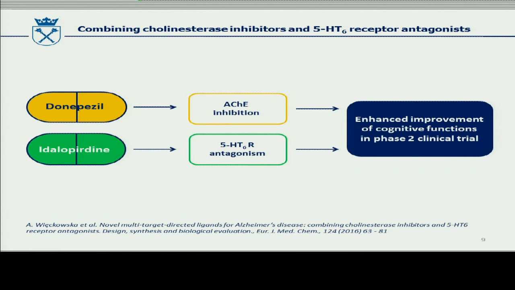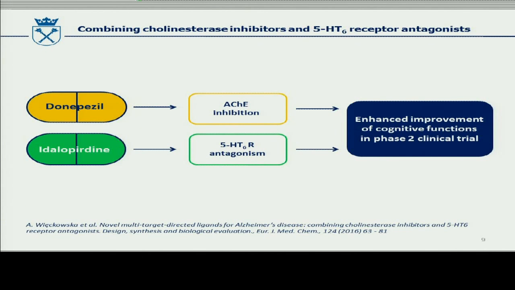The next project, which I'm going to talk about, which was also performed in our department, was based on very nice results from clinical trials where patients were administered a drug cocktail containing donepezil and idalopyridine. Donepezil is a known acetylcholinesterase inhibitor, and idalopyridine is a known 5-HT6 receptor antagonist. And patients who were administered this drug cocktail showed enhanced improvement of cognitive functions in a phase 2 trial.